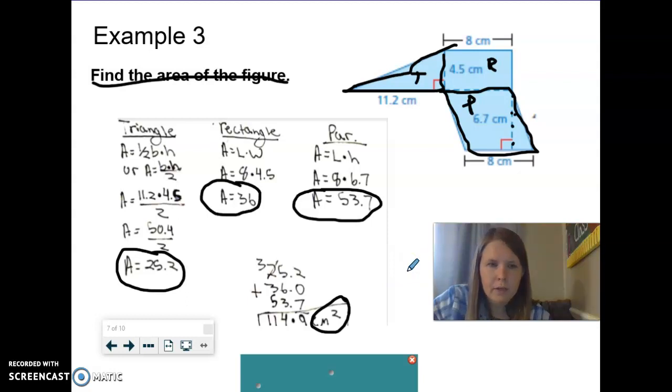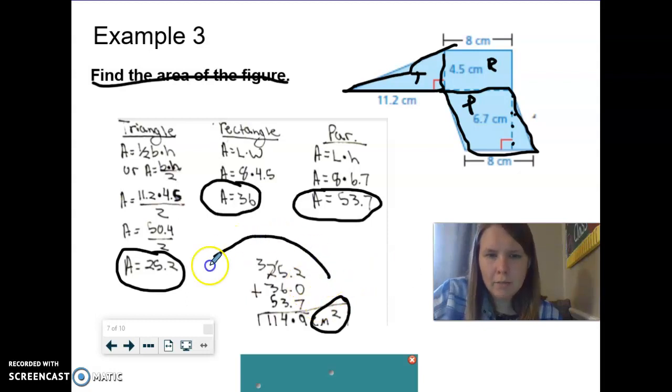Okay. Pause this video if you're not sure on this work. Let me know if you've got questions. How did I decide these shapes? But the main goal is just decide what shapes you've got, find the area for each shape, go back and then add them all together.